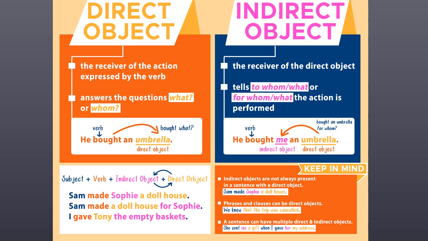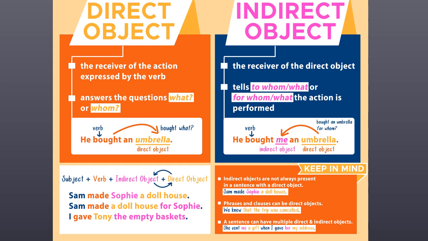I give Tony the empty baskets. So I give the empty baskets to Tony. So Tony here is the indirect object. I give it to Tony. I give him what? The empty baskets. So empty baskets is going to be direct object. We have to keep in mind that the indirect objects are not always present in the sentence, as I said before, with a direct object.